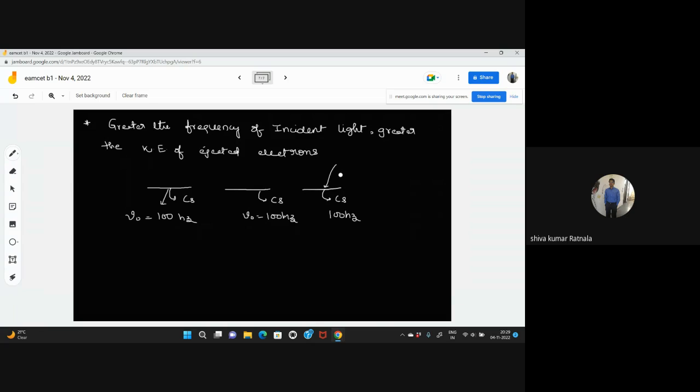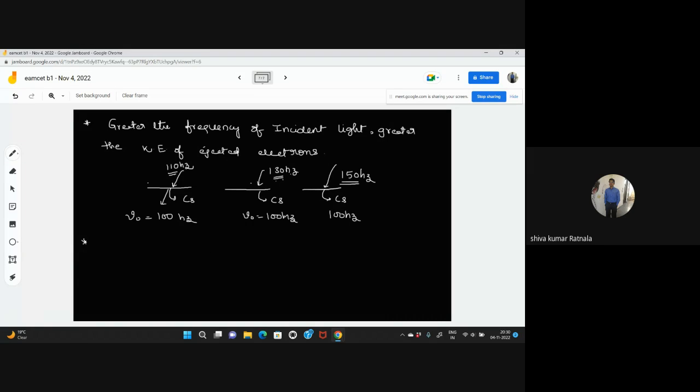And here what I am taking? Here I am taking the incident energy as 150 hertz, here 130 hertz, and here let me take incident energy as 110 hertz. Now see, in all the cases to remove the electron we need 100 hertz of energy only, and the remaining 10 will be kinetic energy, and remaining 30 will be kinetic energy, and remaining 50 will be kinetic energy. That is when I said greater the frequency of incident light, greater the kinetic energy of ejected electrons.